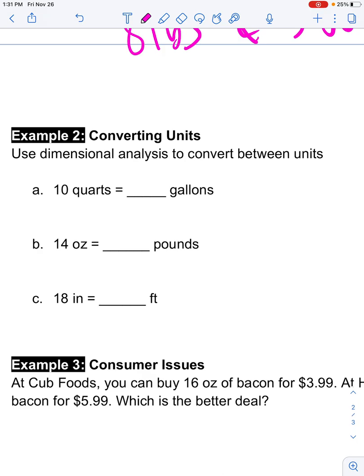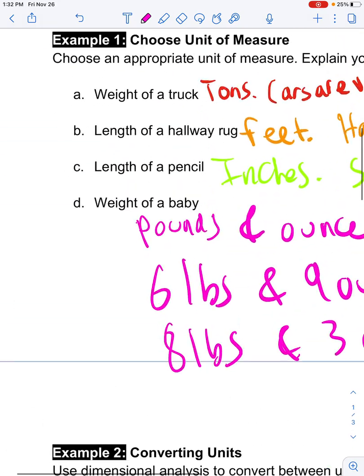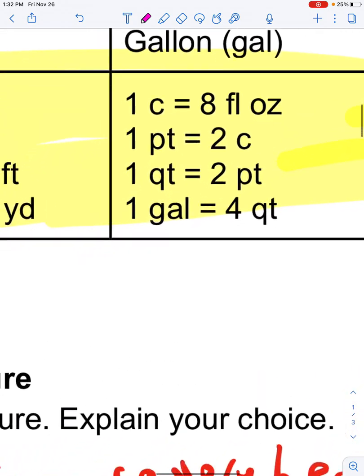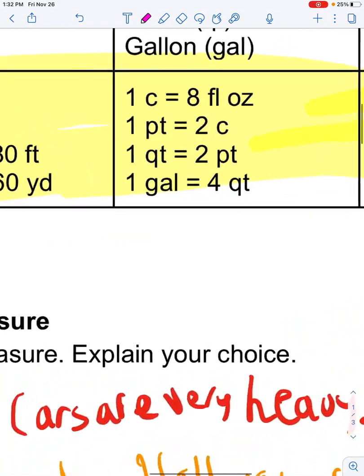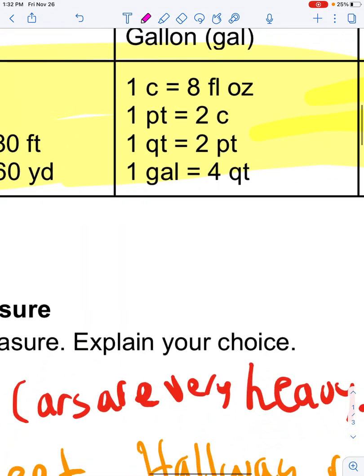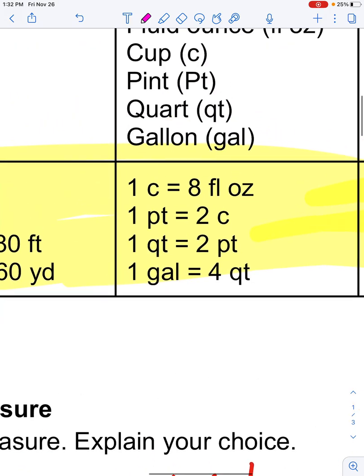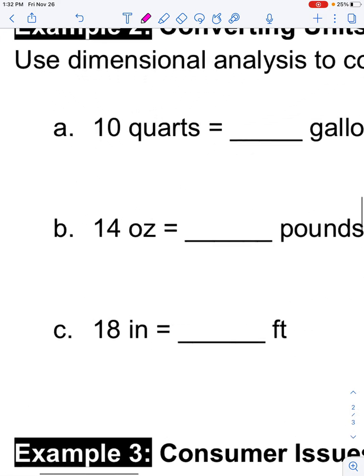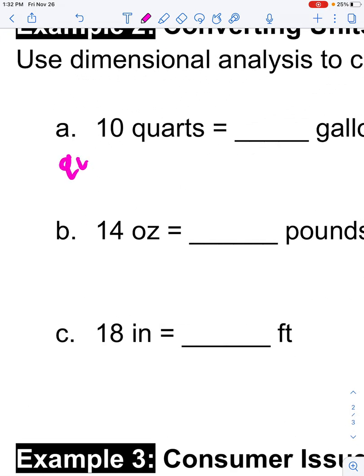Converting units. This is where it gets a little more mathy. This is the important stuff. Once you've decided what your unit is, you've got to figure out how you're going to convert it into what you actually want. So I have quarts. If I look up here, I do not have a quart to gallon conversion. However, I can go quart to pint and then pint to gallon. So I always recommend you make a little roadmap.